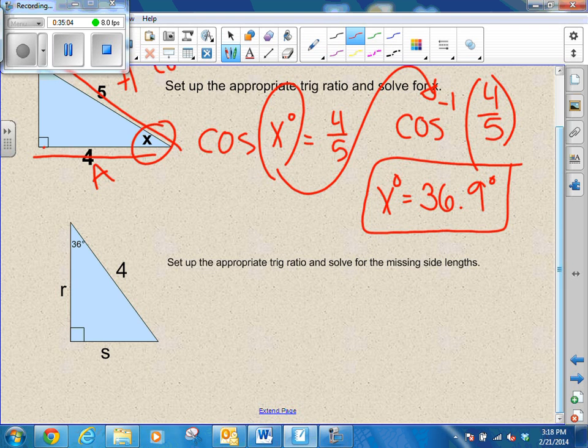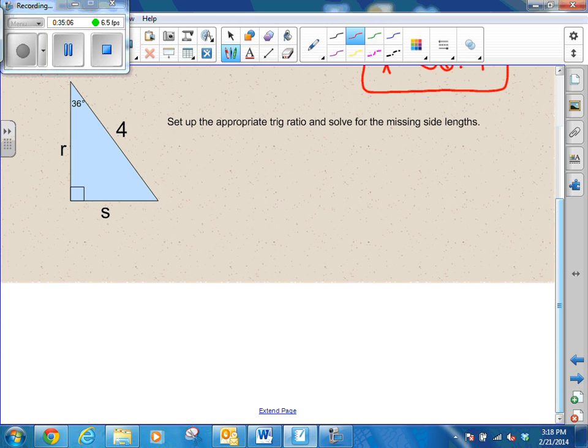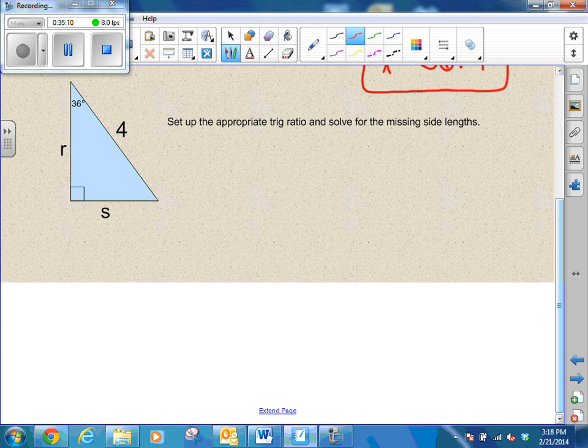Okay. Now let's go down here. All it says is set up an appropriate trig ratio and solve for the missing sides. Now we have two sides. I could use Pythagorean theorem, but it's going to be r squared plus s squared equals 4 squared, and I'm stuck. Right? Okay, I'm going to ignore this angle for now. For now. I could find it.